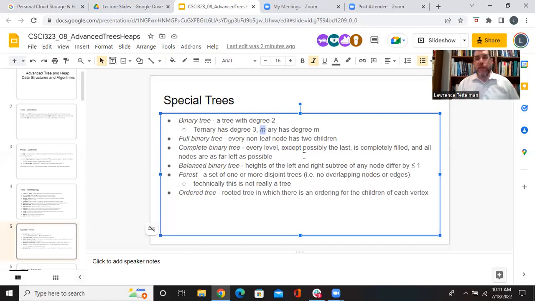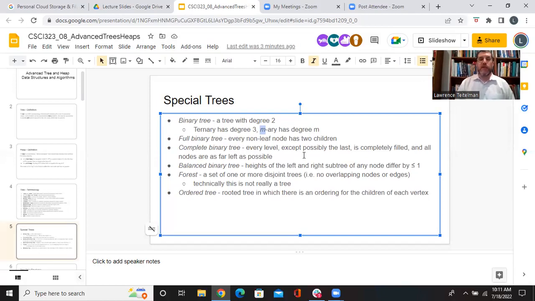We also have a forest. Now, a forest is a set of trees, all right? So technically, it's not a tree because a tree has to be connected. That's an important definition. And a tree also needs to be cycle-free, or what we call acyclic.